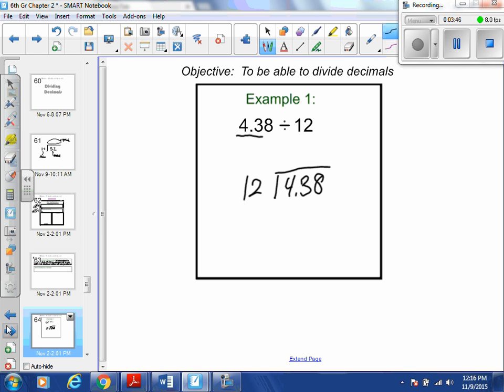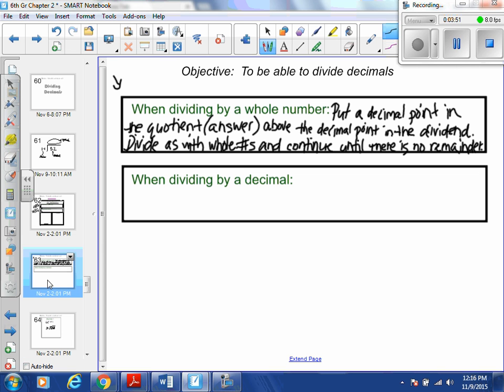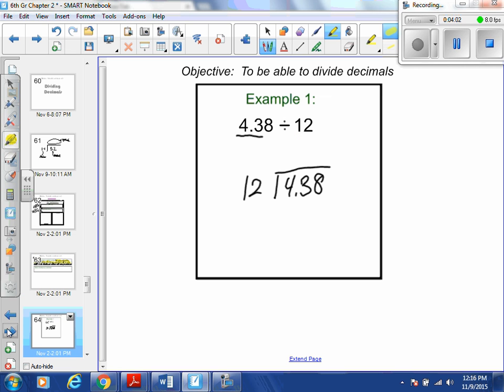Okay, so first thing that our instructions tell us to do, I'm going to go back to our instruction page. It says, put a decimal point in the quotient, or answer, above the decimal point in the dividend. So let's do that. Okay, and then our next step is just to divide as we would with whole numbers. So I would say, okay, how many times does 12 go into 4? It doesn't. All right, how many times does it go into 43? All right, 12 goes into 43 3 times. 12 times 3 is 36.